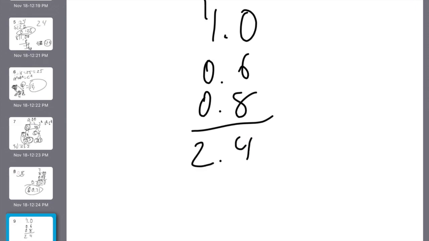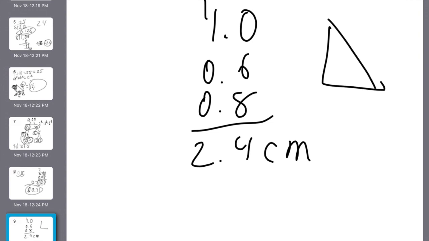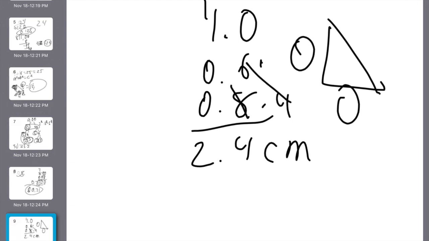I have 2.4 meters. To find the area, I take the right triangle measurements. So this one and this one, which is this one and this one. Now, guys, you can chop one of those in half. I'm going to chop that one in half to 4. 6 times 4 is 24. 1 decimal place, 2 decimal places, 1, 2 decimal points.